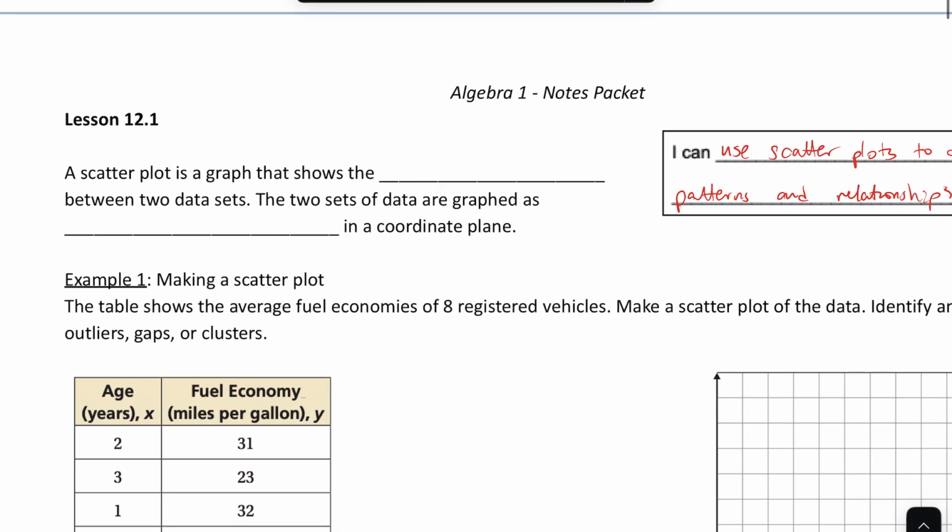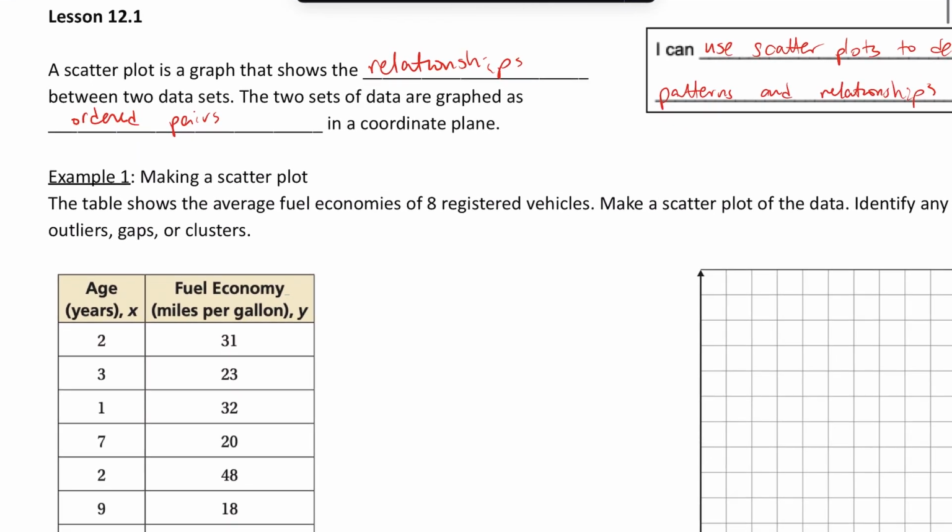So a scatter plot is a graph that shows the relationship between two data sets. The two sets of data are graphed as ordered pairs in a coordinate plane. So let's take a look at example number 1, making a scatter plot.